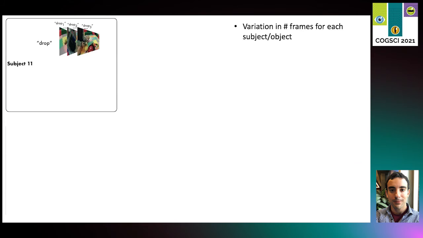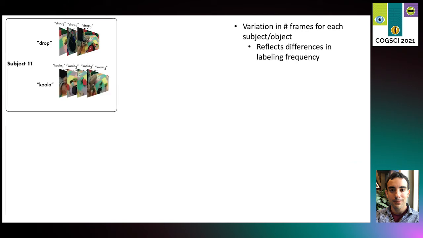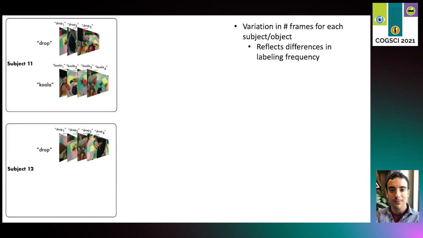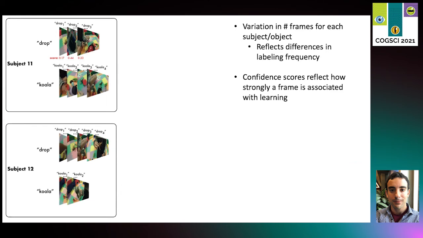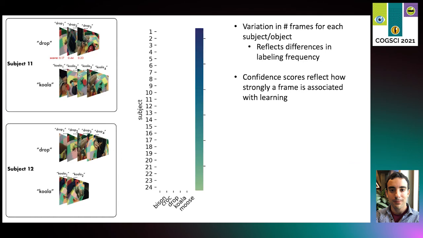Each subject will have a different number of frames associated with a given word, depending on how many times that word was labeled. And this number will vary across different words, reflecting differences in the labeling frequency for that specific word and subject. This applies across subjects, where each individual infant will have their own unique set of frames associated with the labeling for each object. For each of these frames, our model will assign a confidence score, which reflects the degree to which each frame is associated with learning that specific word, and offers a common measure we'll use to model the quality of the visual information available to different infants during word learning.